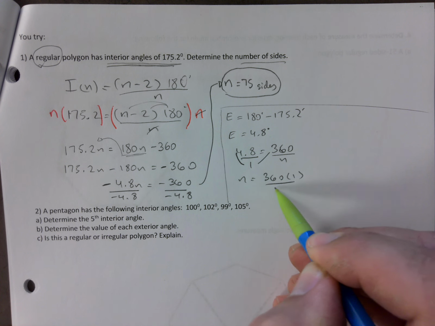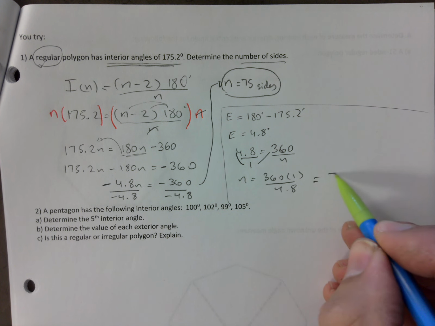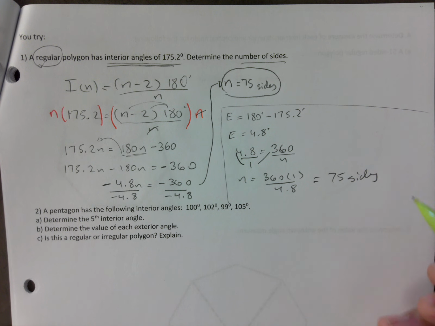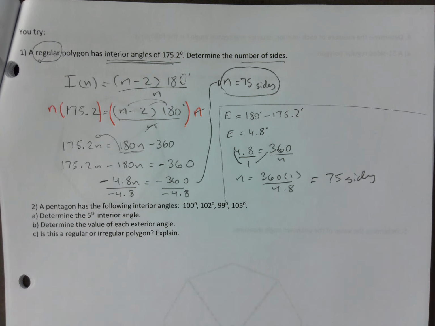360 times 1 divided by 4.8, you still get 75 sides, okay? Regardless of how you solve, you need to know how to do that. What about the next one?